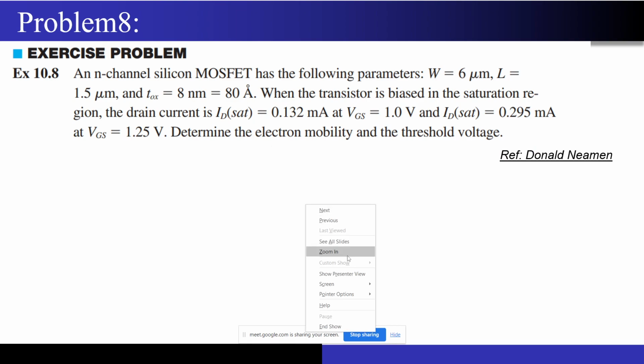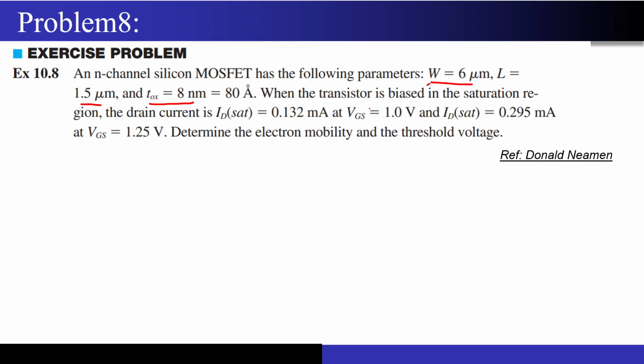Are you able to see problem number 8? Okay, great. So now let's look at this question, problem number 8, right? What has been asked in this question? It is again taken from the exercises of Donald Neamen. An N-channel silicon MOSFET has the following parameters. W has been given, L has been given, and Tox has also been given. When the transistor is biased in the saturation region, the drain current is given as 0.132 milliampere at this particular VGS and 0.295 milliampere at a VGS of 1.25 volts. Now they are asking to determine the electron mobility and the threshold voltage.